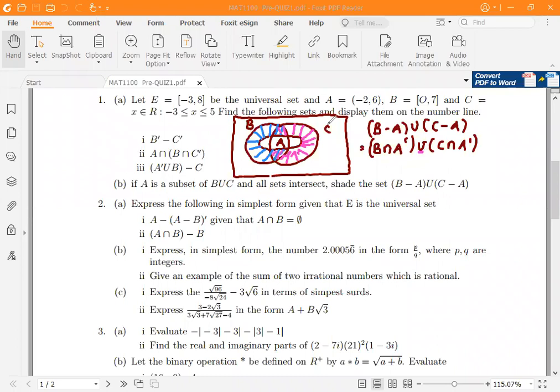So we go to 2A. 2A is saying, expressed in simplest form, given the universal is E. Part 1, A minus B complement, given that A intersection B is empty. So first we simplify.